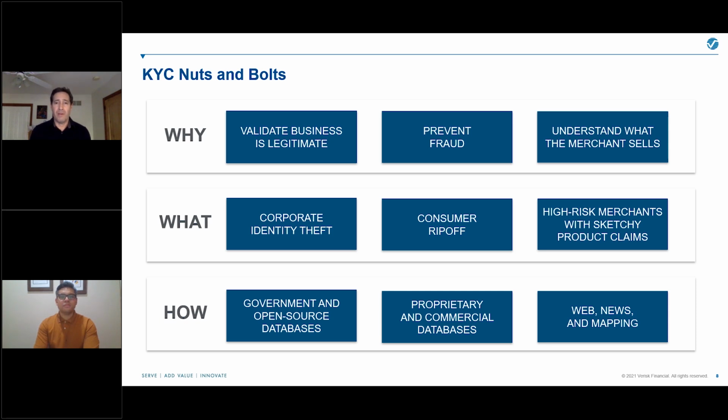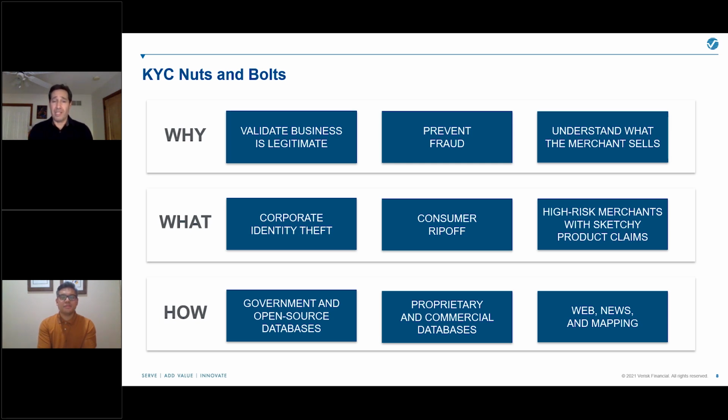The what of know your customer due diligence is understanding that the bad guys that are out there are stealing other companies' identities and posing as them. So that's called corporate identity theft. They're ripping off consumers and stealing money from them and not delivering products or services. And then there's also the sort of sketchy, on the edge merchant who has maybe very dubious product claims or service claims. And so you want to understand that before you bring that into your portfolio.